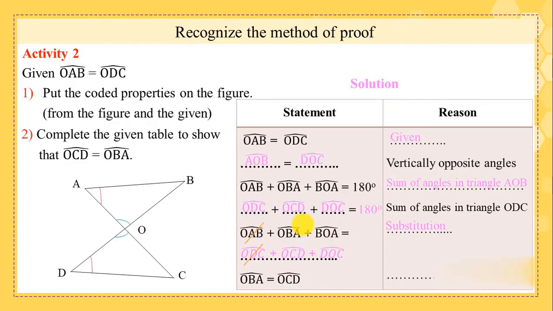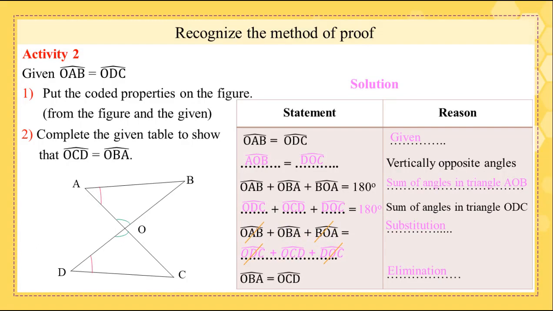Also, what do we have from the previous steps? We have AOB equal to DOC. What do we have now? The rest are OBA and OCD. Then OBA is equal to OCD by elimination. Application.